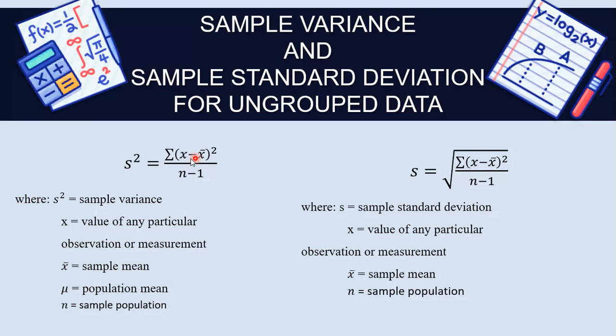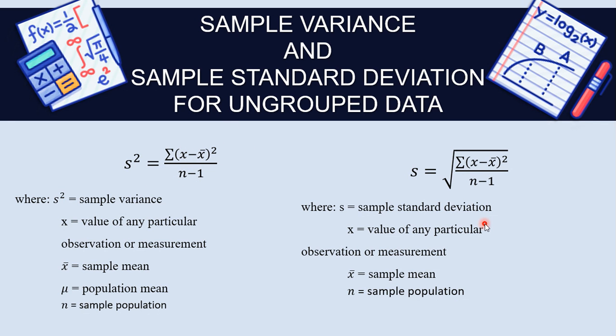And then ito pong nasa numerator, which is the summation of x minus x bar squared. Yung x po dito stands for the data that we have or the value. Ito naman pong x bar, ito po yung sample mean natin. And then sa denominator, we have n minus 1, and n stands for sample population. So pag binasa ko po itong variance, we have s squared is equal to the summation of x minus mean squared all over n minus 1. Ito yung kay variance.